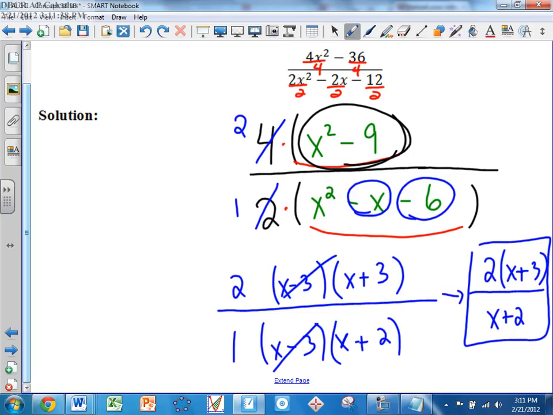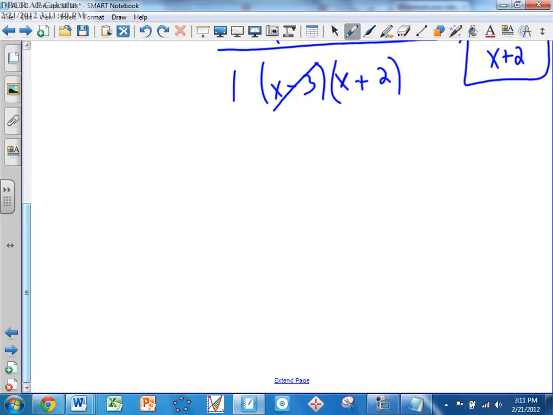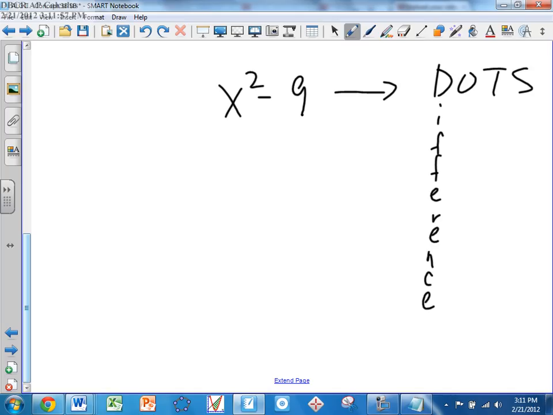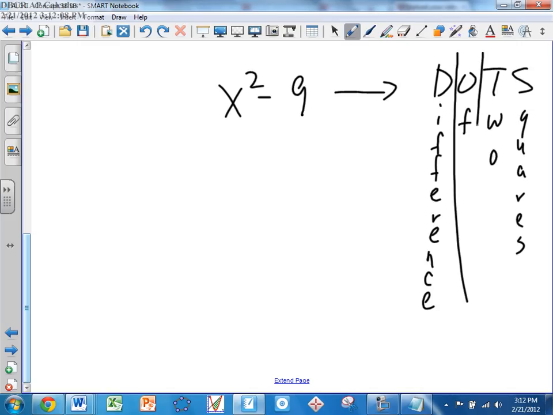Okay, let me explain this then. Let's go ahead and write this. This is an example of dots. It's no big deal if you didn't learn it. Dots means the following: difference of two squares. Difference of two squares.